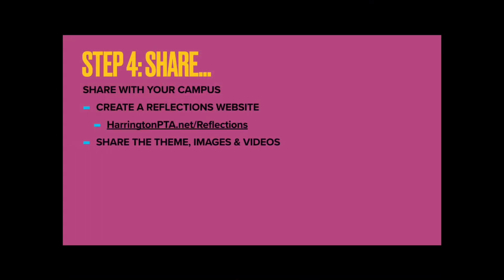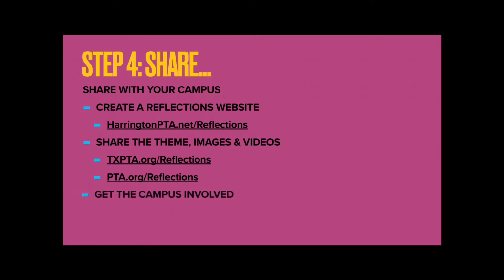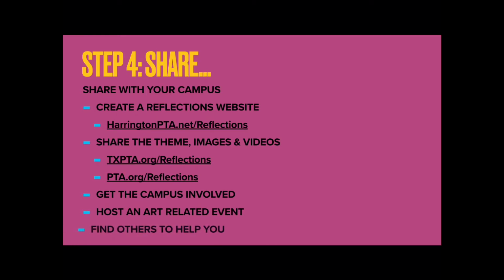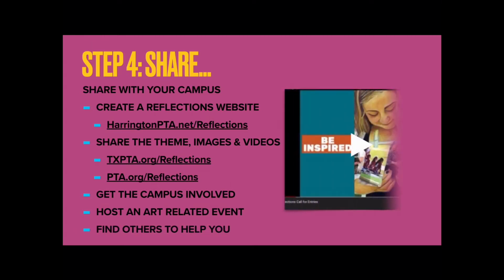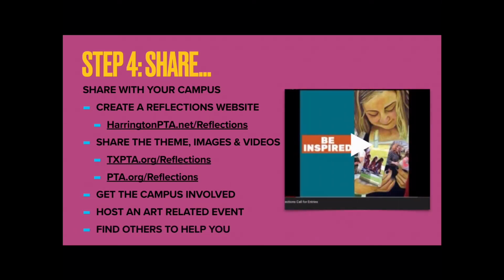Send the images for this year's theme and any videos to your communications contacts, like with newsletters, announcements at the school. Make sure you can get those images at the National and Texas PTA Reflections websites, which we've already seen today, and then figure out the best way to get your campus involved. Make sure you work with your teachers. Talk to your art teacher and your music teacher or any other teachers that are involved with the arts. Maybe host an art-related event, which is a great way to get the word out. But most of all, don't believe you have to do this alone. Find others to help you, whether it's teachers or other parents on your campus.